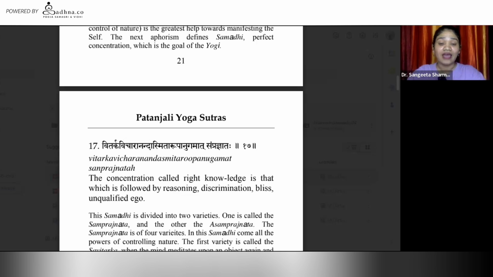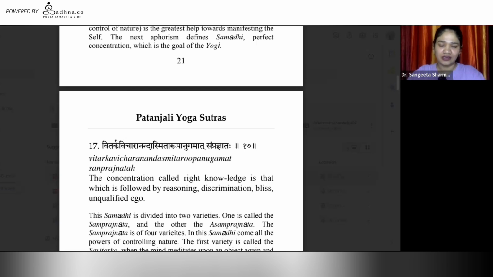He's talking about metaphysics here. And then immediately he's saying that if you can do non-attachment, extreme non-attachment, then you can get sampragyata samadhi. This is the perk. He's putting the perk with the intention that the student wants to know what sampragyat is. So he said vitarka, vichara, ananda, asmita, rupanugama, sampragyatah. He only used one word, sampragyat.